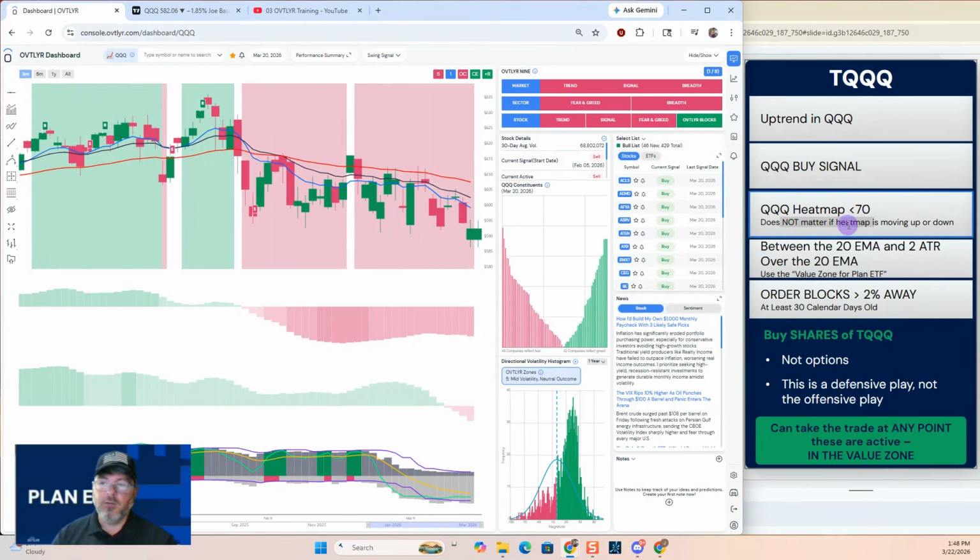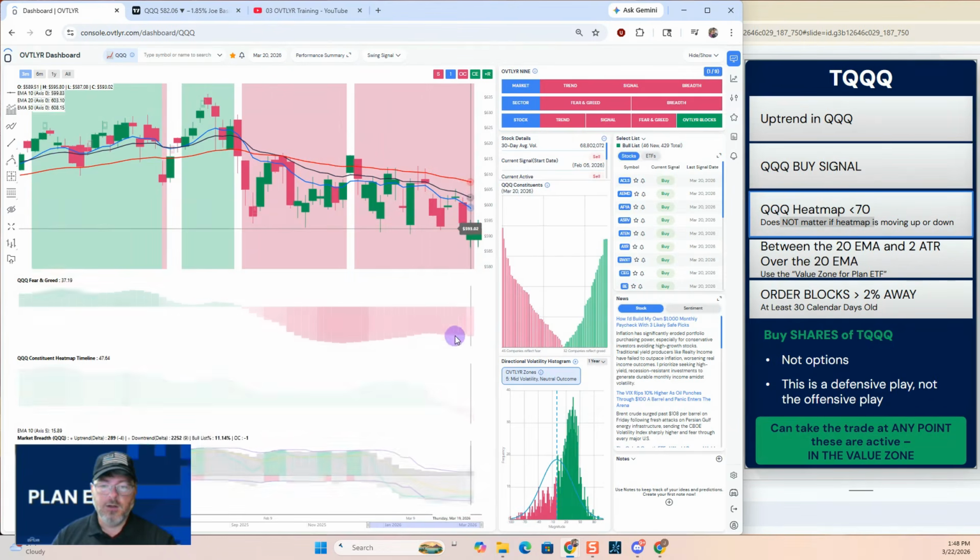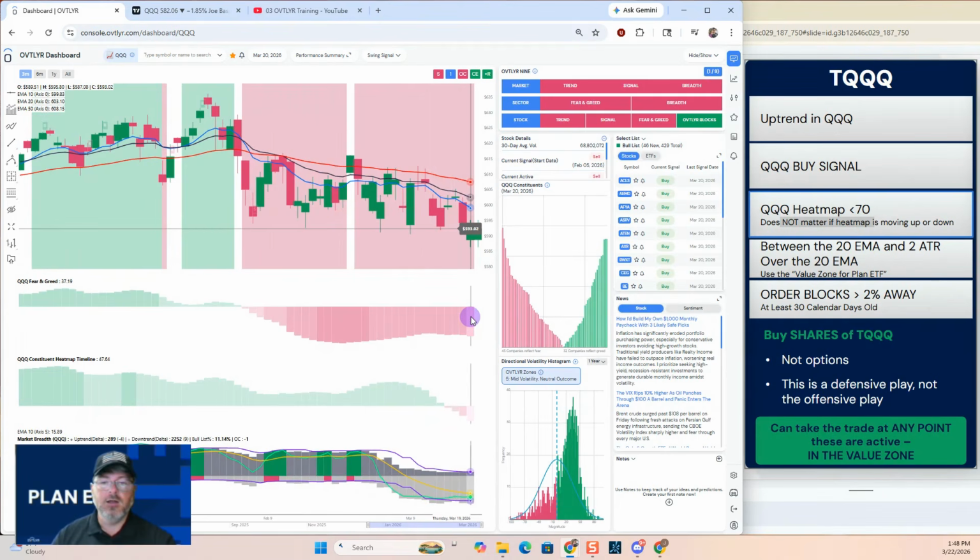Is it going up or down? It doesn't matter. The signal says it does not matter if the heat map is going up or down. But for educational purposes, which is it? Well, we can visually see that it is going down. We can also back that up by looking at yesterday's number compared to today. Yesterday's number was 37.58. Today's number, 37.19. So it's going down. Now again, doesn't necessarily matter for the signal, but it's good to know how to use the tool because the other plans do matter whether it's going up or down.